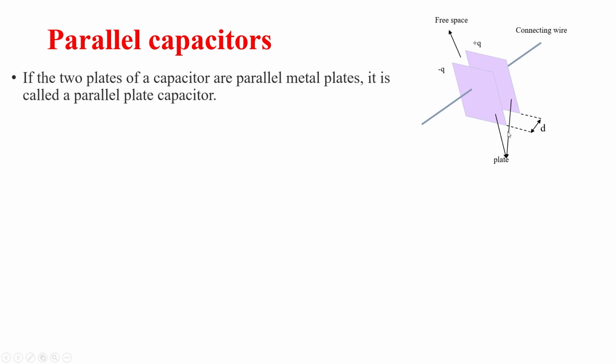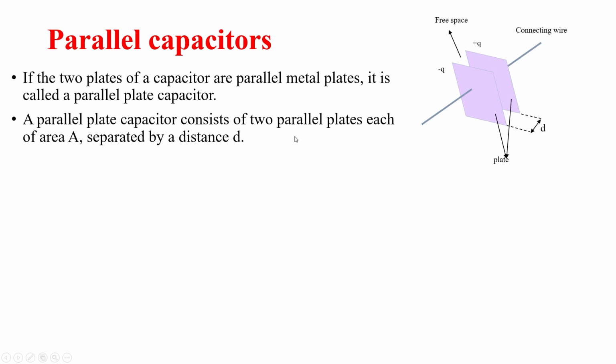Parallel capacitors. What are parallel capacitors? You can see over here capacitors are attached to each other in a parallel way. If the two plates of a capacitor are parallel metal plates, it is called a parallel plate capacitor. A parallel plate capacitor consists of two parallel plates, each of area A, each with its own specific area, separated by a distance d.